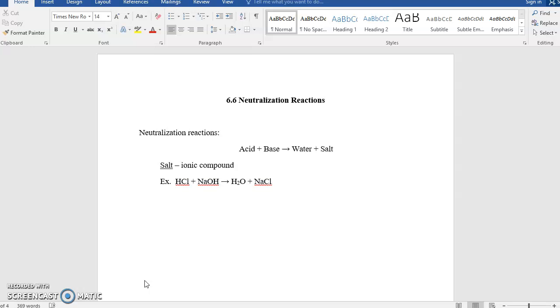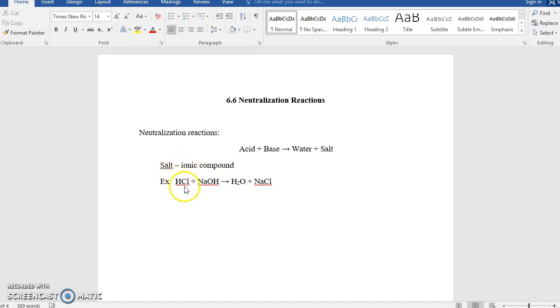So a neutralization reaction occurs whenever you have an acid mixed with a base, and it creates water and a salt, where a salt is any ionic compound. It doesn't have to be table salt, NaCl. It could be KCl or KBr or who knows what, anything that's ionic.